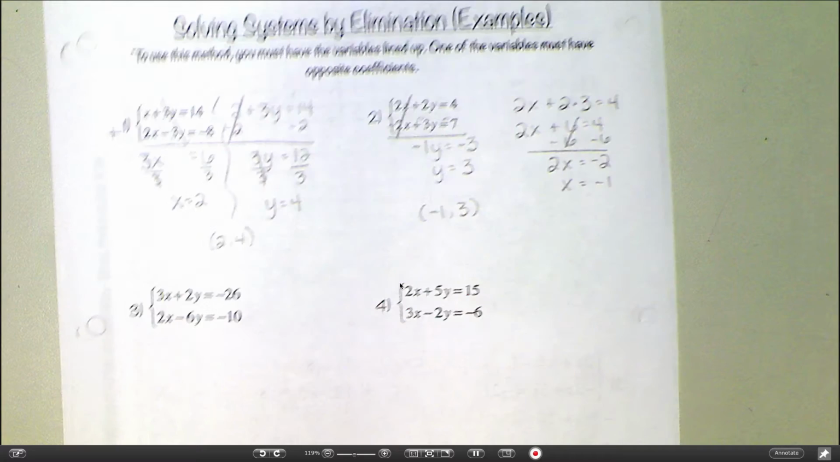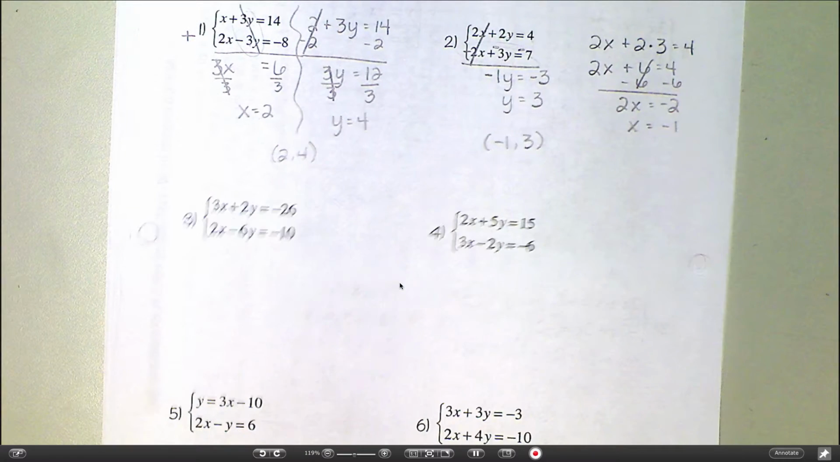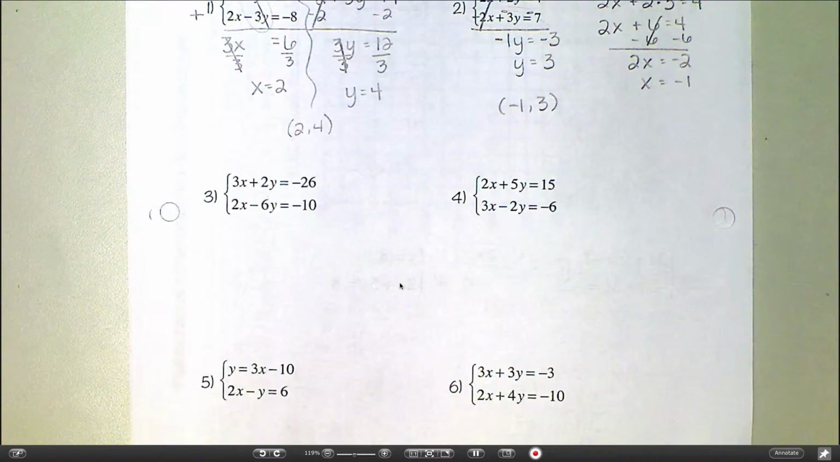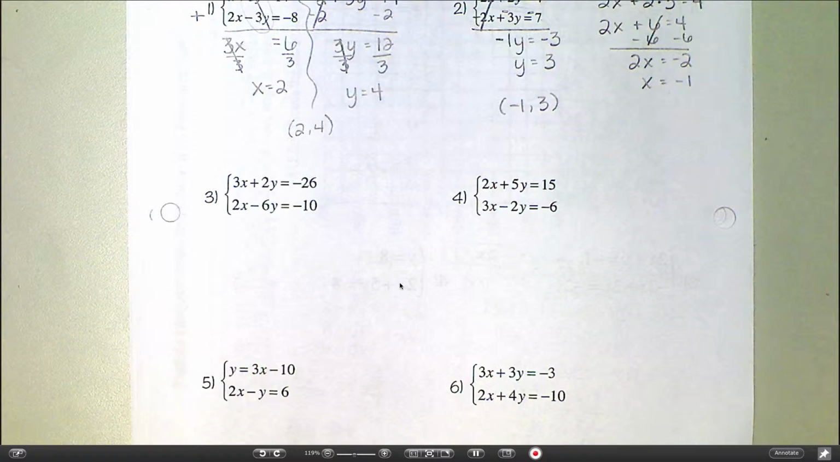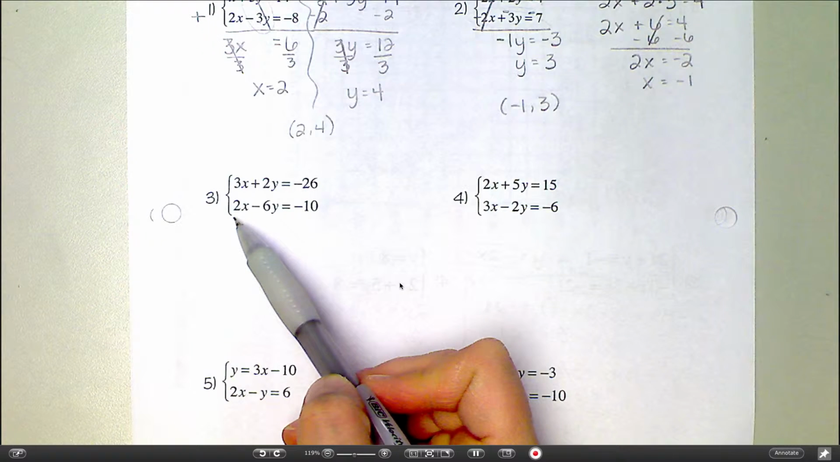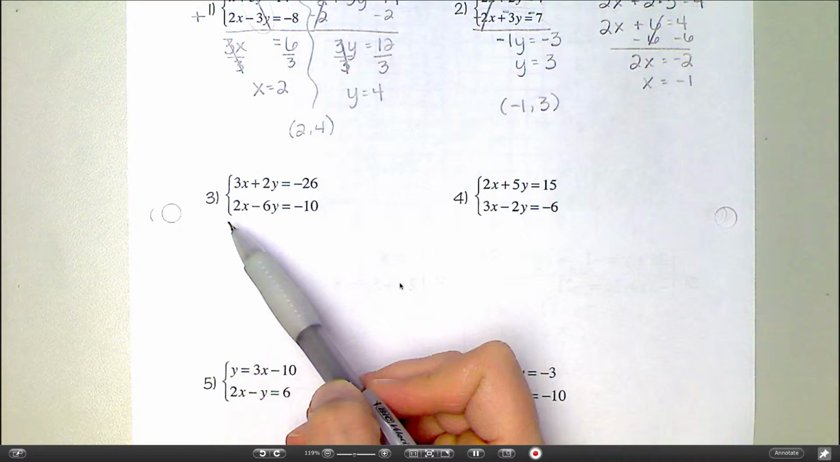Okay, let's try number 3. All right, do I have anything that's going to cancel out? Do I have anything where they're the same number and I just need to make it negative? No, not quite. Okay, so think about this. Using multiplication, can I turn a 3 into a 2? I mean, easily? Not really. Can I turn a 2 into a 3?